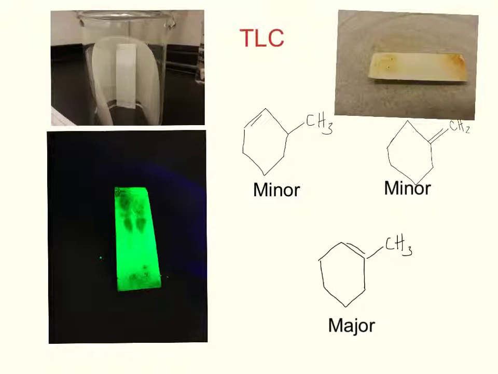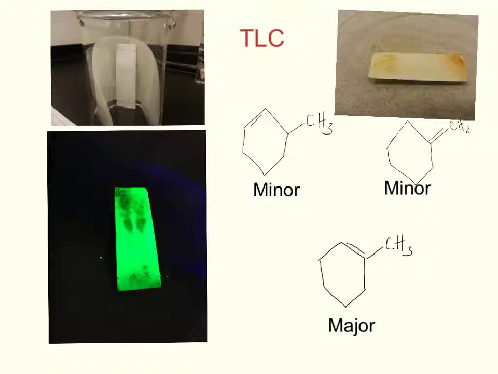We put our sample, we dabbed it on the line here. We let the solvent move up the TLC. As the solvent moved up, it would pull less polar products higher up, and we will have different levels of where the solvent stopped depending on the polarity.